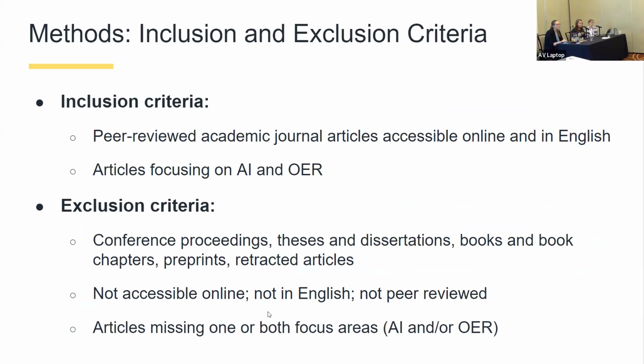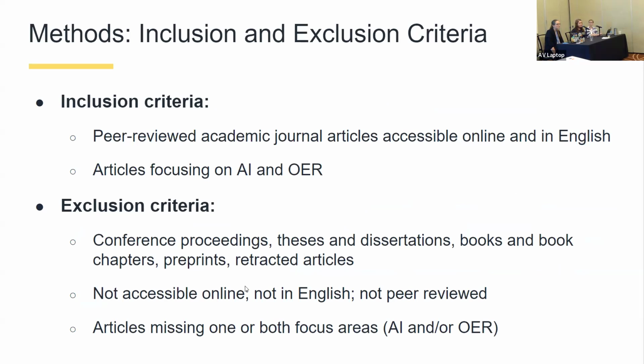So our inclusion criteria, we were looking for peer-reviewed academic journal articles that we could get to and that we could read and understand. So they needed to be in English for us. And of course, those articles focus on both AI and OER as we are interested in that intersection and to see what has been published.